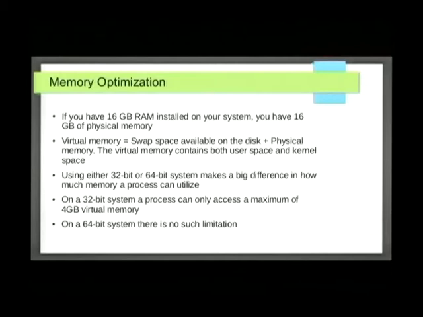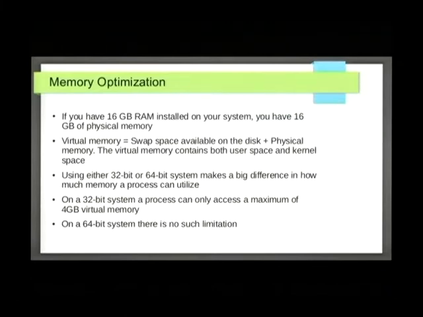Okay, next slide. About memory optimization. If you have 16 gig of RAM installed in your servers, you have 16 gig of physical memory. Virtual memory is swap space available on the disk.